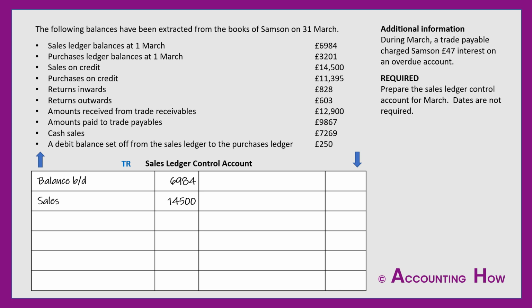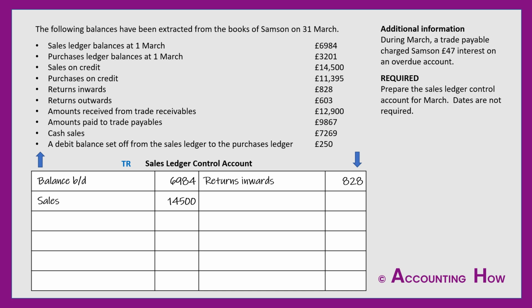So if we're talking about trade receivables here, people that we've sold to, the things that they have returned, the inventory, the stock has come back to us, so we need the returns inwards, £828. When they returned these items to us, that is reducing what the trade receivables owe us. They're not going to pay for items that they have returned, and rightly so. There it is on my credit. Returns inwards 828, reducing the amount that Samson's trade receivables owe to him.